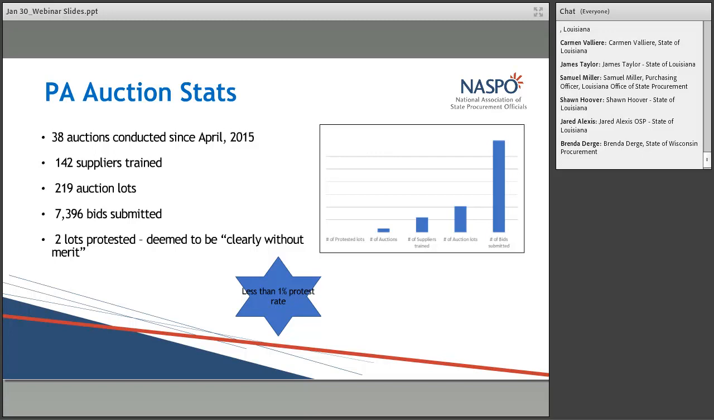We've had about 7,400 bids submitted in those 38 auctions from those 142 suppliers. And of all of that activity, we've only ever had 2 lots protested. That occurred in our second auction back in 2015, and they were deemed to be clearly without merit and did not go further. So in the manufacturing world, we would equate that to less than a 1% defect rate, or a protest rate in this situation. So I think overall really good stats, and no protests since that one auction in 2015.